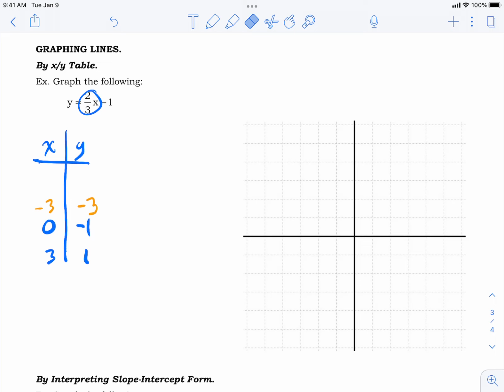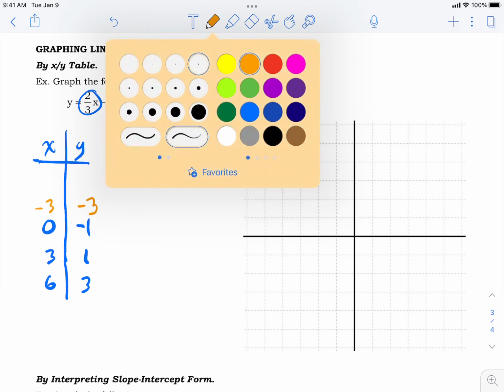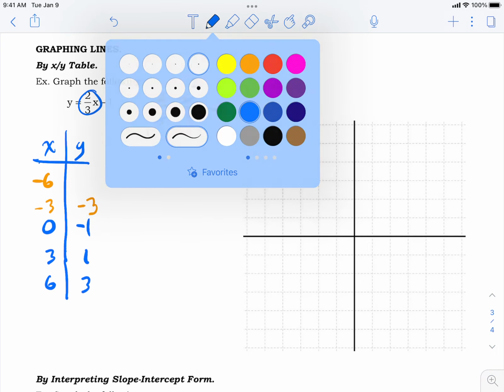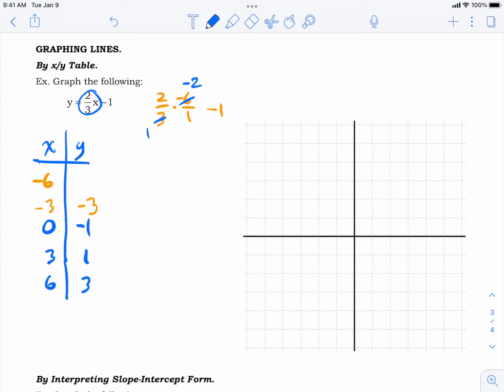Okay, now 3 was working really well. How about we use another multiple of 3? We'll use x equals 6. So coming down here, if I use x equals 6, what happens? The 3 cancels into the 6 twice. I get 2 times 2 is 4. 4 minus 1 is 3. There's a point. And now let's do a -6 as well. If I do a -6 instead, when I cancel, that'll be a -2. So now I've got 2 times -2 is a -4, minus 1 is a -5.